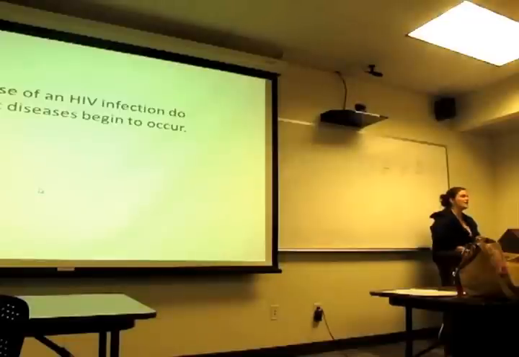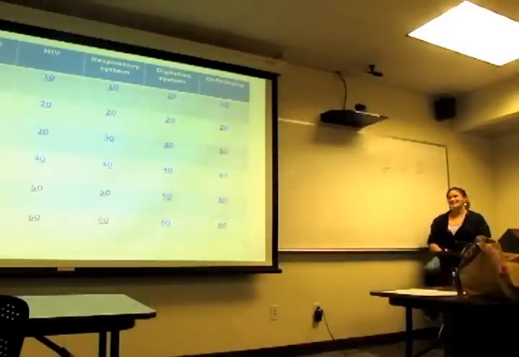In which phases of the HIV infection do opportunistic diseases begin to occur? In the second phase, when the T cells are between over 200 and below 500, I think. Very nice.